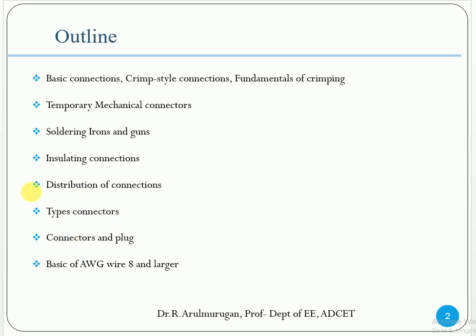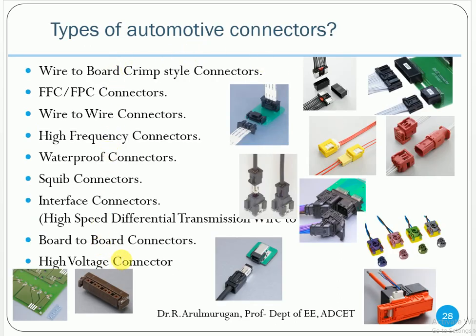The next one: types of connectors in automotive. What type of connectors is needed? There are various types of connectors, and this is the way they are classified. Wire to board, in terms of crimping styles. You will use wire to board, and FFC or FPC type connectors. Then wire to wire type connectors you will use.